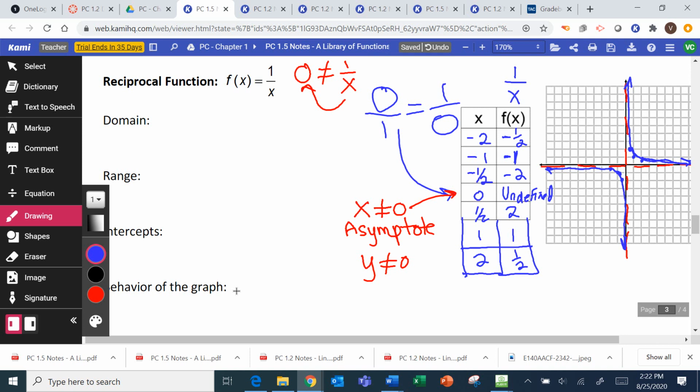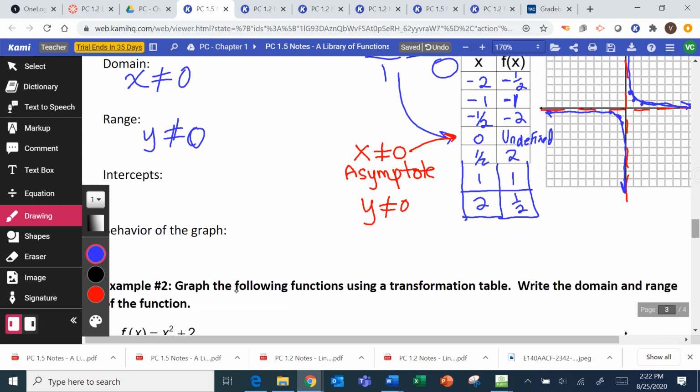The domain for this, we're talking about x's, it's everything except one number. The domain, x cannot equal 0. The range, it goes all the way up and down except one number. Y cannot equal 0, right? So that would be what we write for our range. There aren't any intercepts. We're not going to worry about the behavior of the graph.